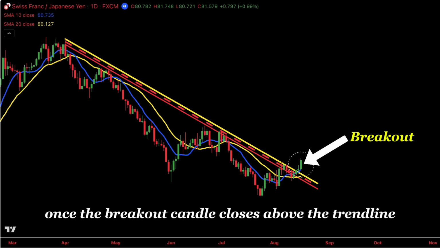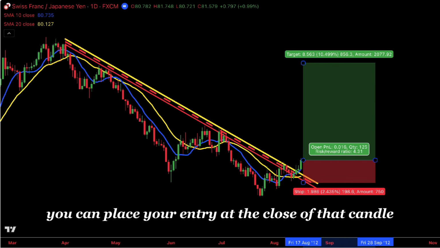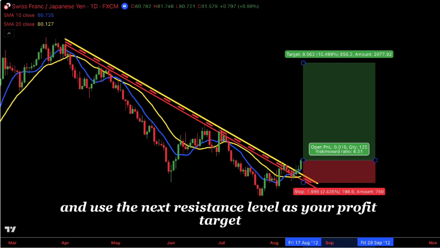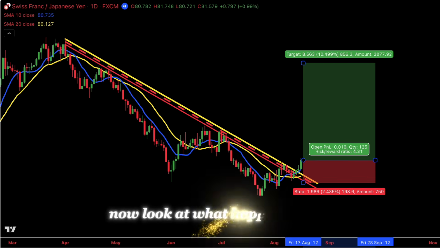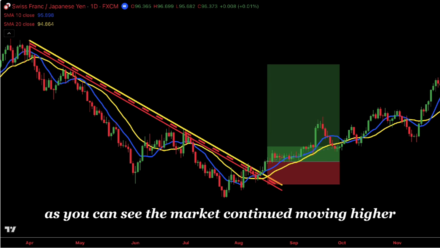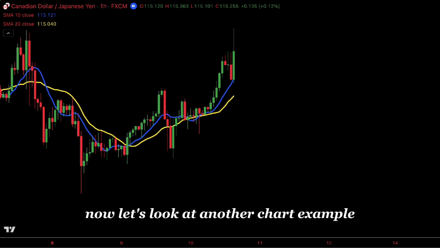Once the breakout candle closes above the trendline, you can place your entry at the close of that candle. Set your stop loss below the breakout candle and use the next resistance level as your profit target. Now, look at what happened next. As you can see, the market continued moving higher and reached the target as expected. Now, let's look at another chart example.